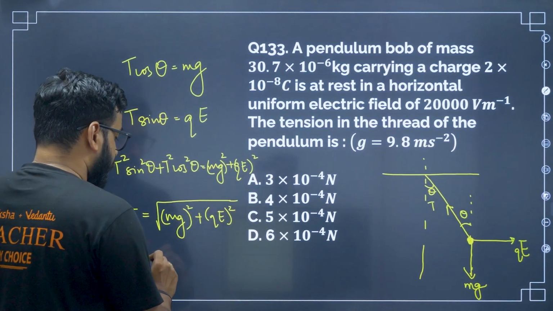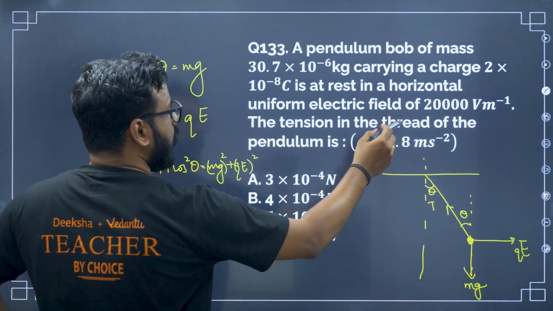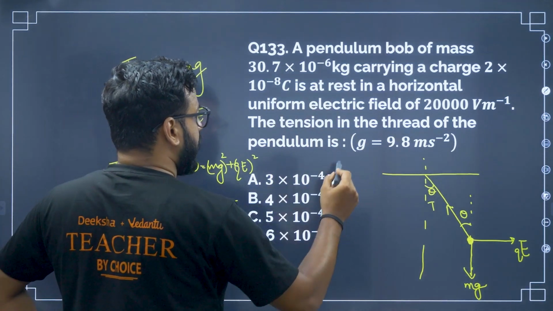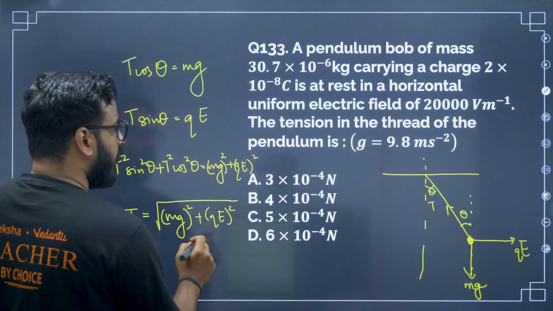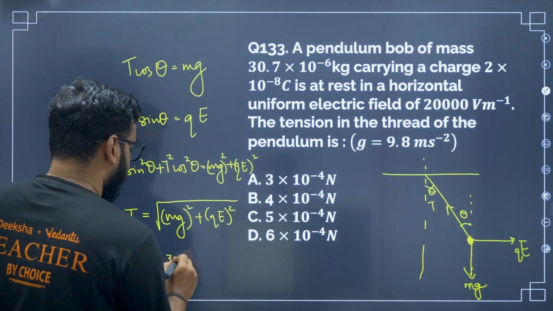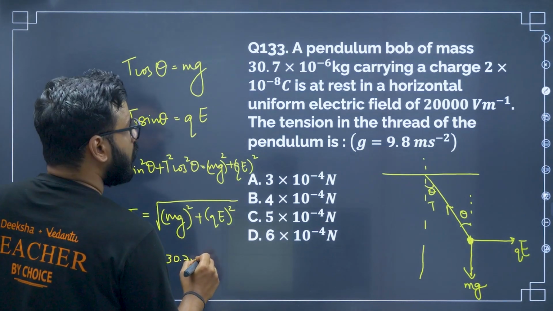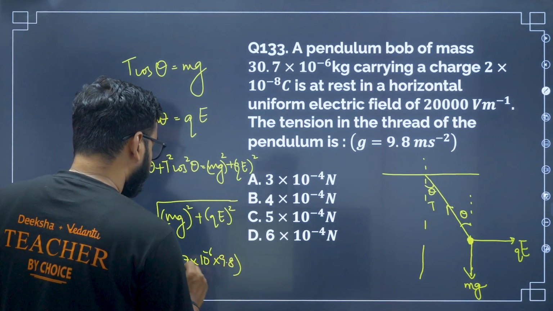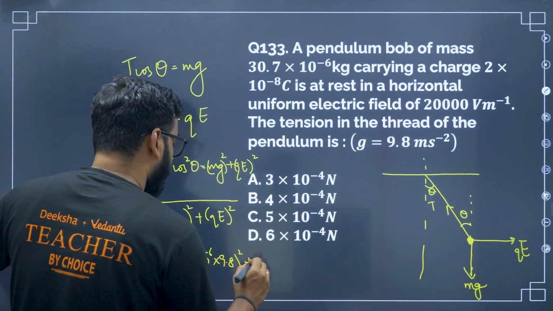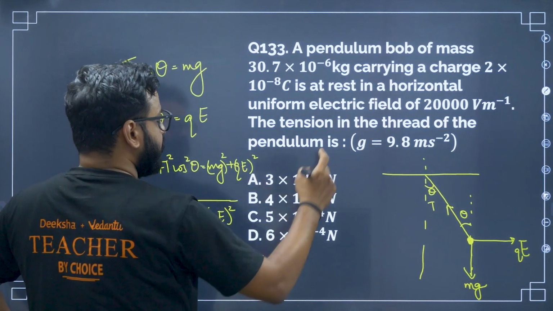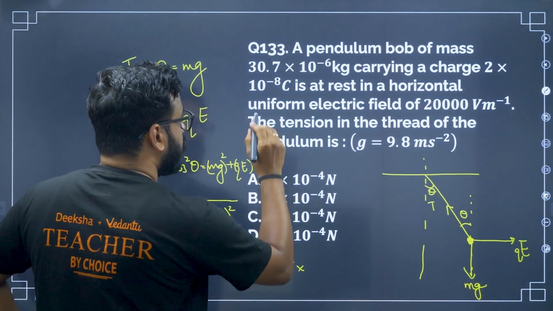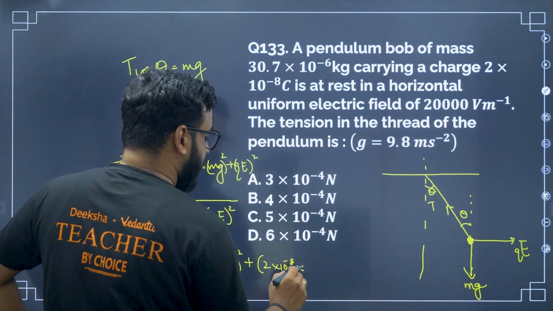Now what is mg? mg is equal to mass, 30.7 into 10 to the power minus 6, into 9.8. So 30.7 into 10 to the power minus 6 into 9.8, whole square, plus QE, that is 2 into 10 to the power minus 8 into 20,000.